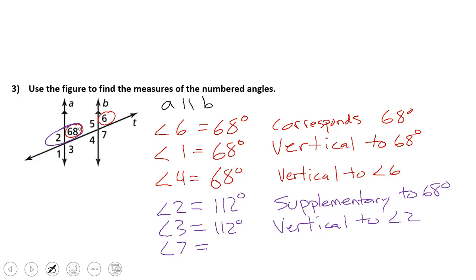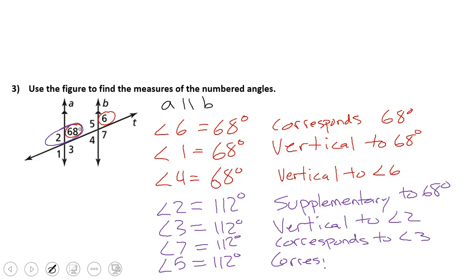And then we have angle 7. Angle 7 is 112. Why is that? Corresponds to angle 3. And then angle 5 is also 112 degrees. And why is that? It corresponds to angle 2. So a lot of things that we know that we can do based on all the angle relationships that we've now learned. Specifically in this one, two parallel lines cut by a transversal does create four special angle relationships, all being corresponding, and corresponding angles are congruent.